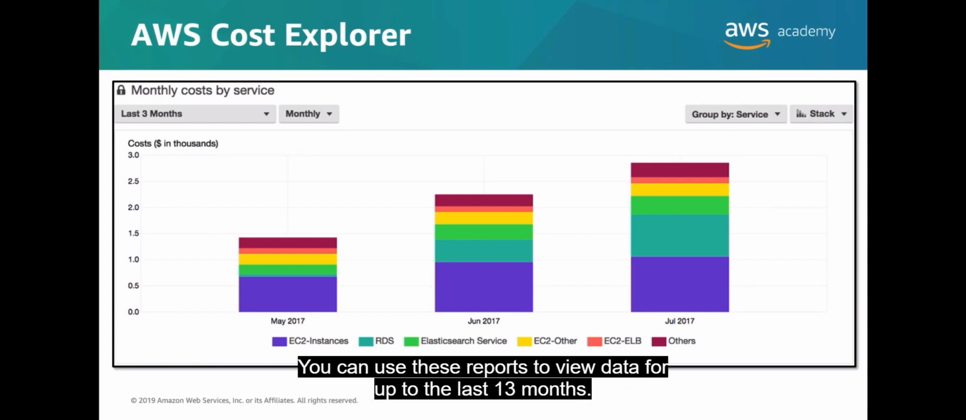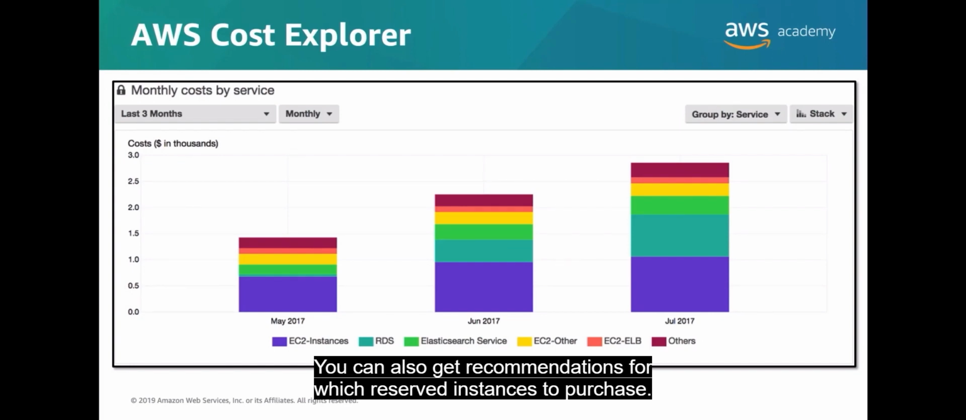You can use these reports to view data for up to the last 13 months and to forecast how much you're likely to spend for the next 3 months. You can also get recommendations for which reserved instances to purchase.